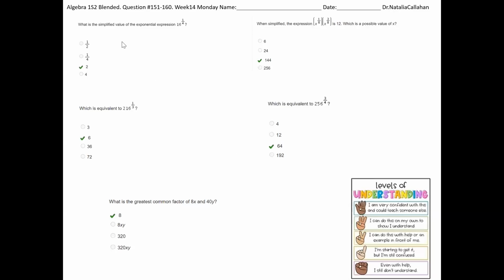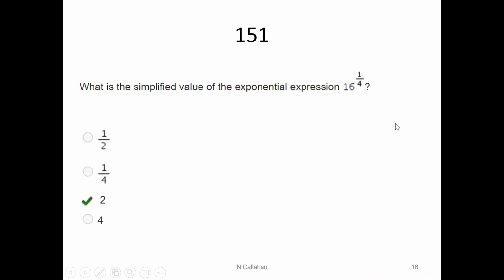Okay, so we are going to go over questions 151 to 160 today. Here are the first 5, and let's start off with the first one on 151. So here it says, what are the simplified values of the exponential expression? You are definitely going to need a calculator today. So if you don't have a calculator, please just grab a calculator off another desk.